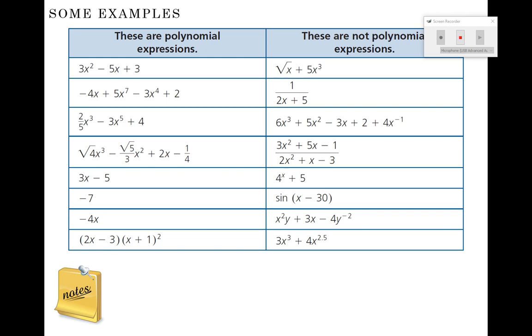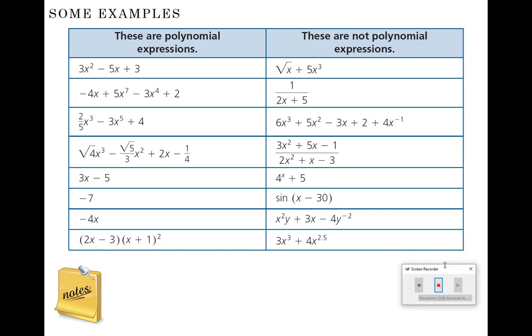This last one's a polynomial as well. You'd have to multiply all the brackets out to see the degrees and all that kind of thing, the information you want, but it's still a polynomial. Let's talk about these ones on the right. Maybe they're a little more instructive. Well, what's not a polynomial? Root x plus 5x cubed is not a polynomial because polynomials will not have roots in them.